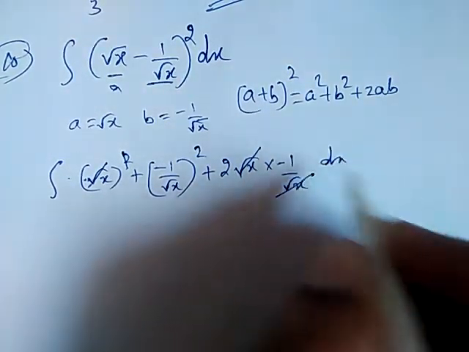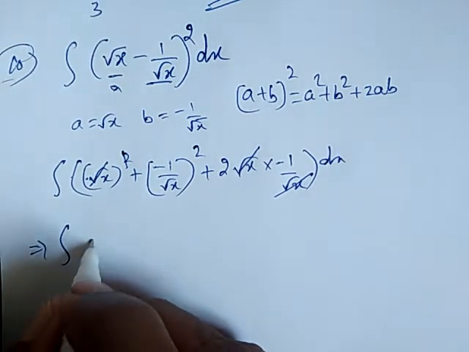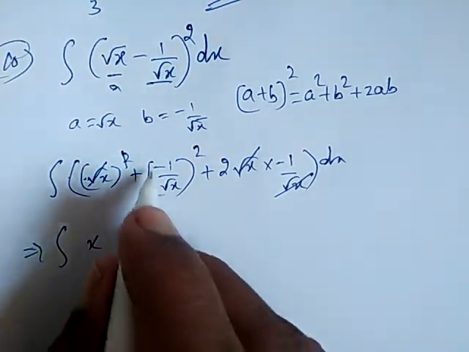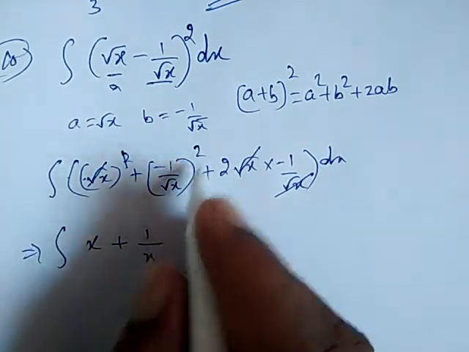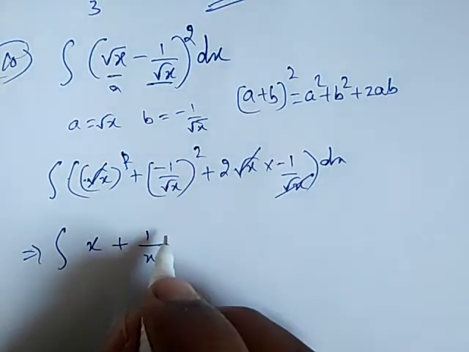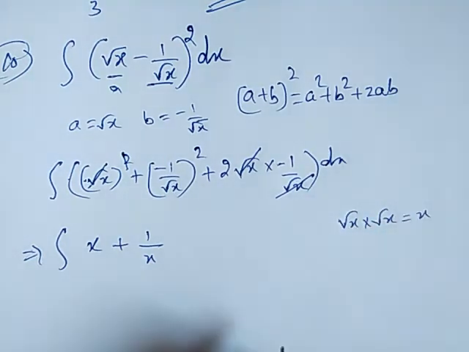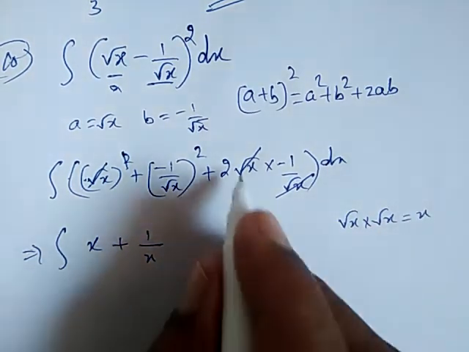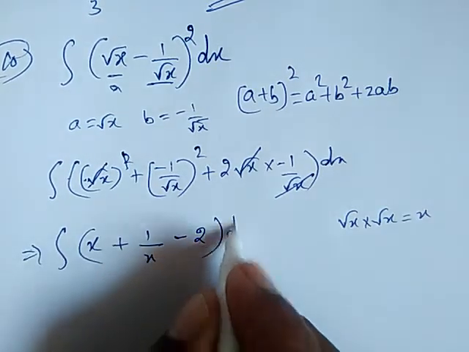Here it will be dx only in the bracket. So this will be the integration of root x, meaning x cancelling, and this one will be plus 1 by x only, because the square is there, minus 1 square is 1 only, root x square is x only, that is root x into root x, you know already it is x. So this one will be plus into minus minus, so 2 into dx here.